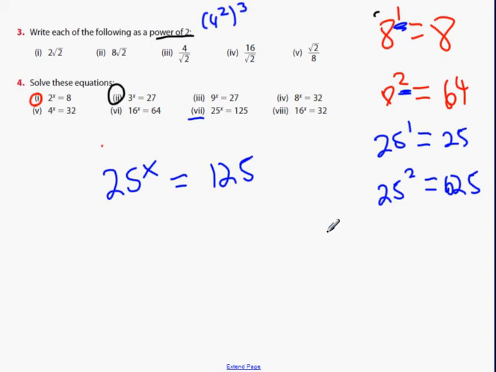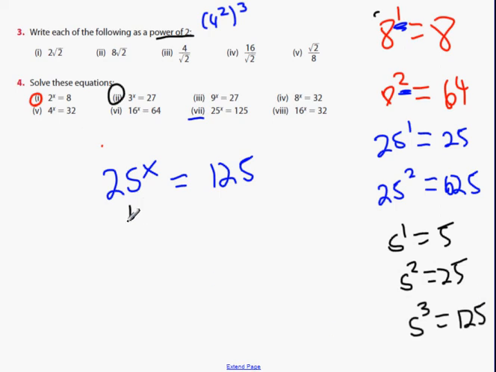Think small. 5. 5 to the power of 1, 5. 5 to the power of 2, 5 to the power of 3, 125. Change 25 into 5 squared. Change 125 into 5 cubed. Then multiply.